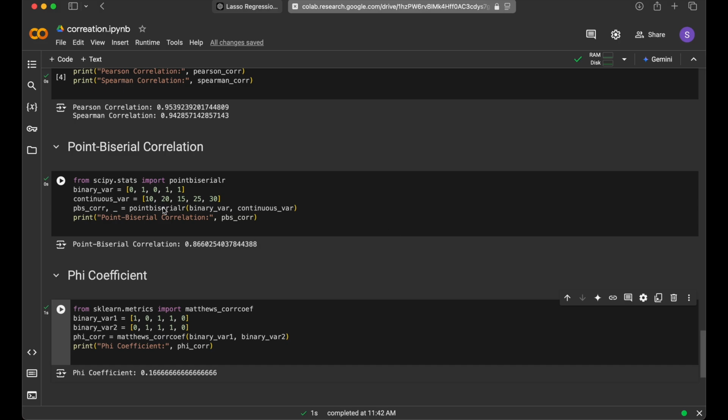We use the binary as 0, 1, 0, 1, 1, where zero means female and one means male. The incomes are: zero, 10; one, 20; zero, 15; and one, male, 25.